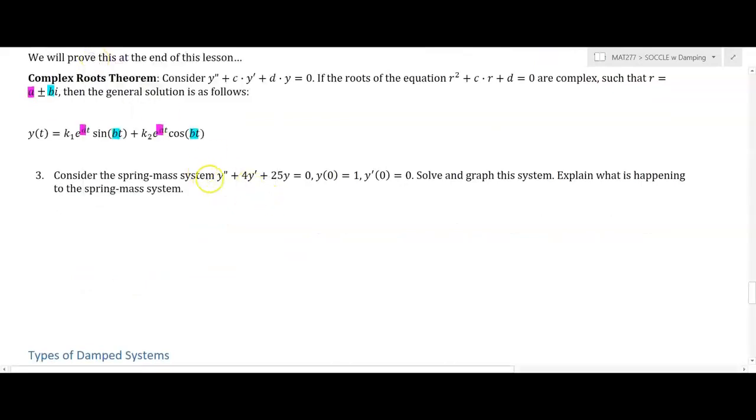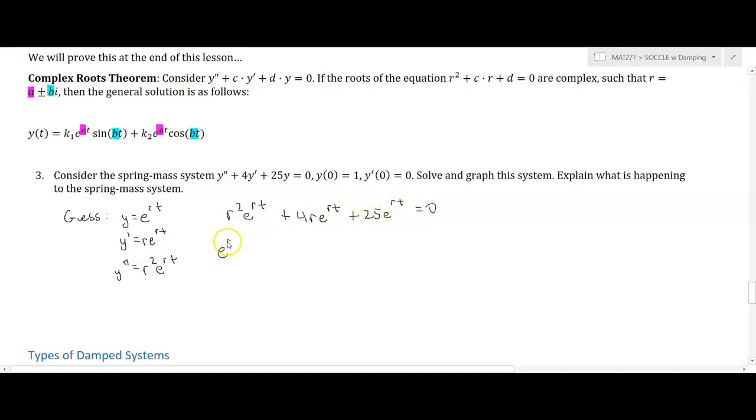So here we have y double prime plus 4y prime plus 25y equals 0. So again, our guess, just to see how this guess evolves, would be y equals e to the rt, so y prime equals r e to the rt, and y double prime equals r squared e to the rt. And when we plug these components in, we get r squared e to the rt plus 4r e to the rt plus 25 e to the rt equals 0.